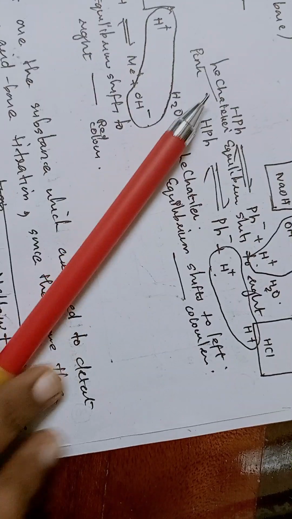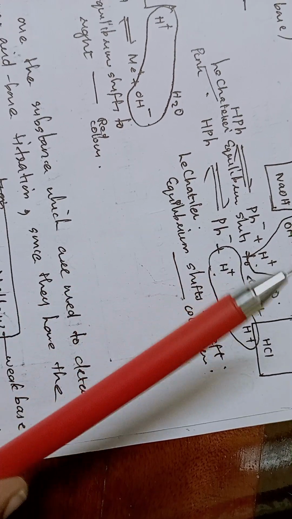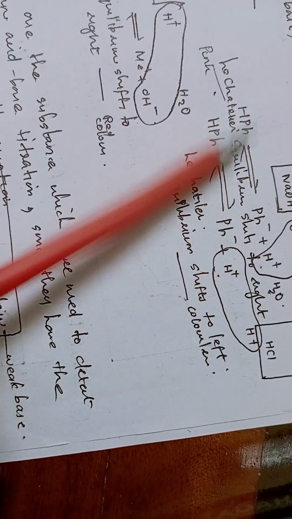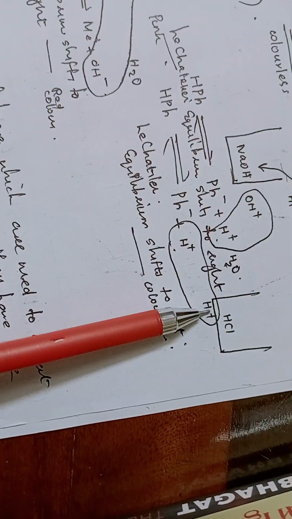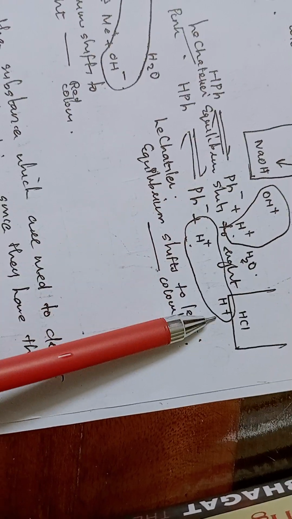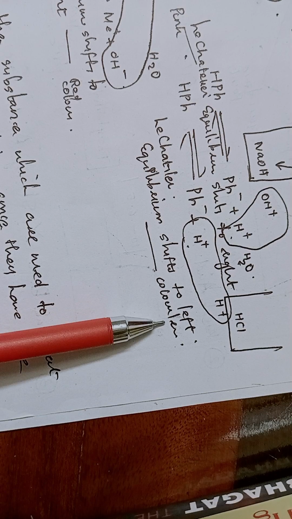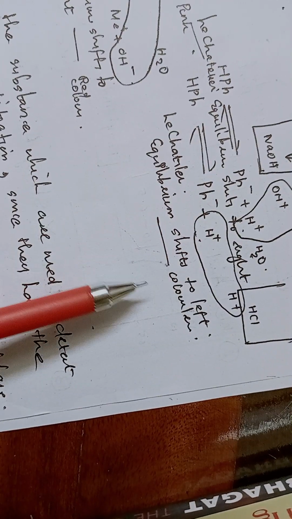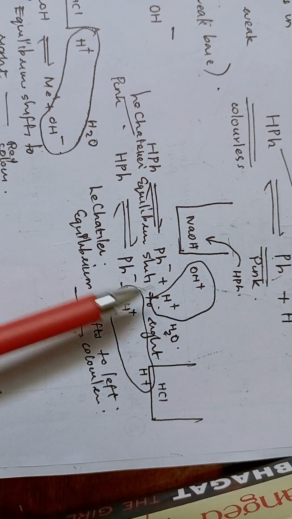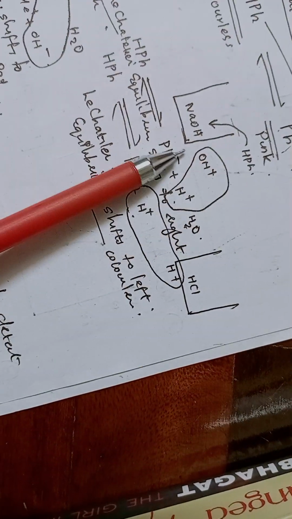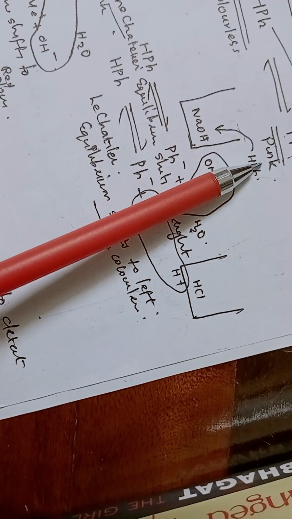So what it states is that the equilibrium shifts towards the right. In the first case, when it forms water, the equilibrium shifts towards the right. And when we take HCl here instead of NaOH, water is not formed. So what happened? The equilibrium shifted towards the left, which means it leaves colorless, because we know HPh is colorless. So when water is liberated, Ph minus is left behind. So the end point will be marked by pink color.